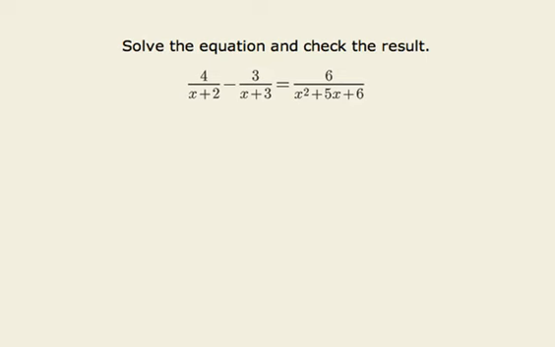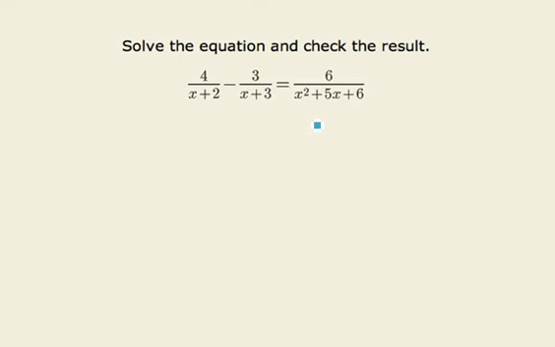Solve the equation, and check the result. We have a rational equation here, right? And rational equations involve fractions of things, and fractions of things are harder to solve than just a polynomial equation, right? So why don't we go ahead and rewrite our rational equation as an equivalent, or mostly equivalent, polynomial equation.